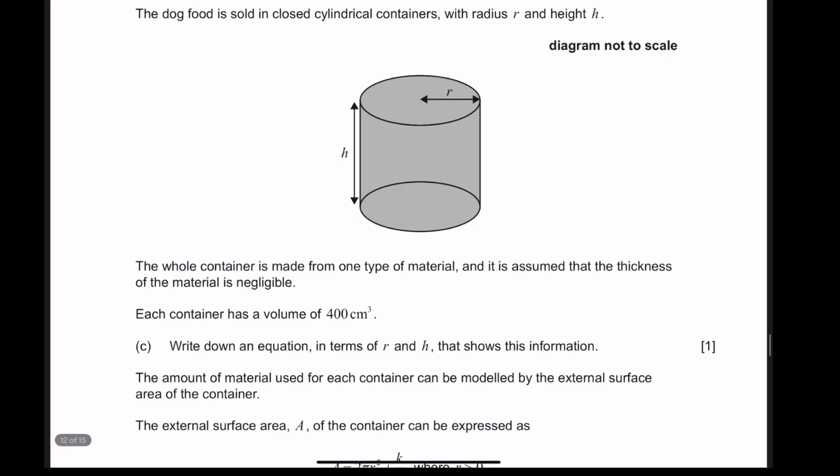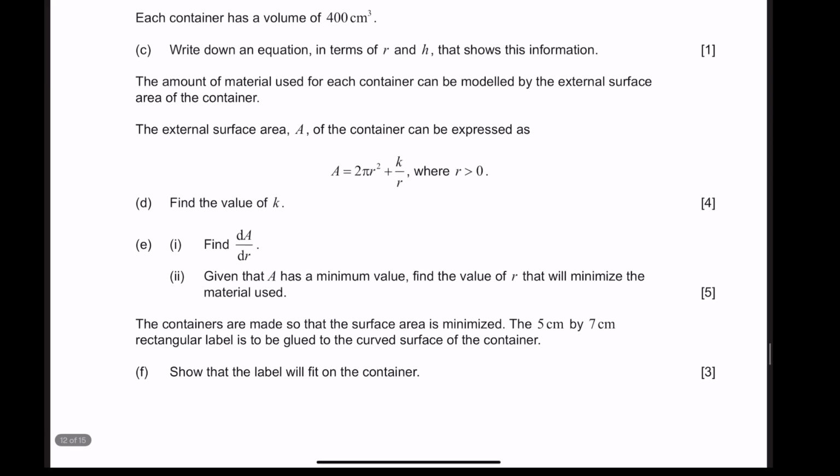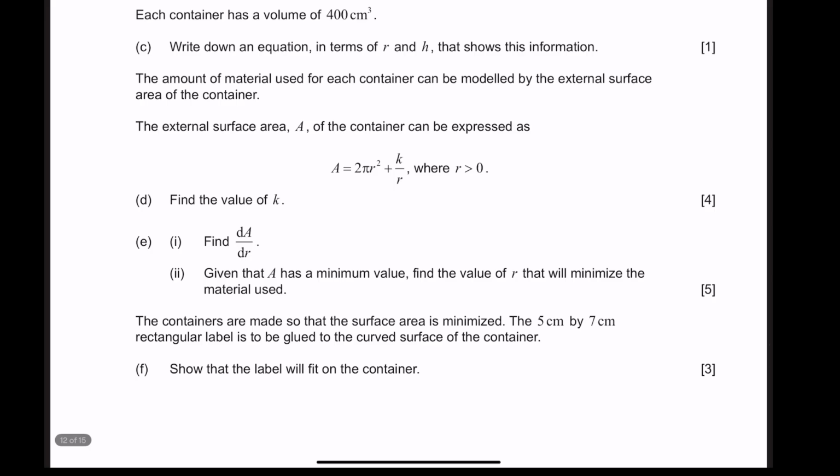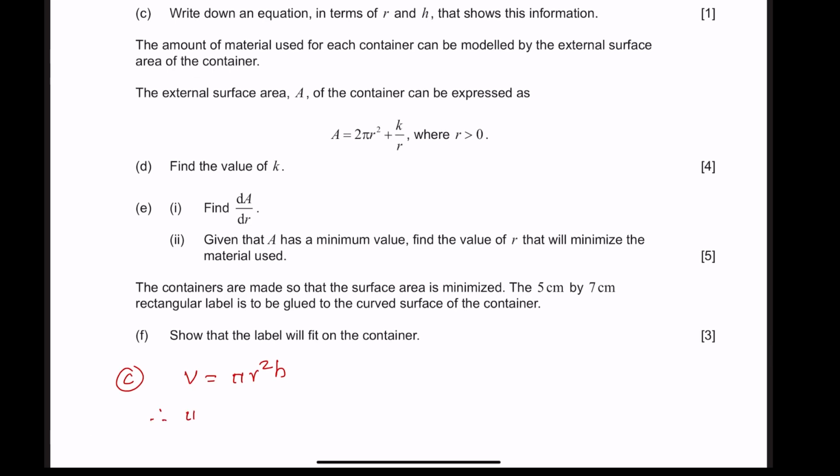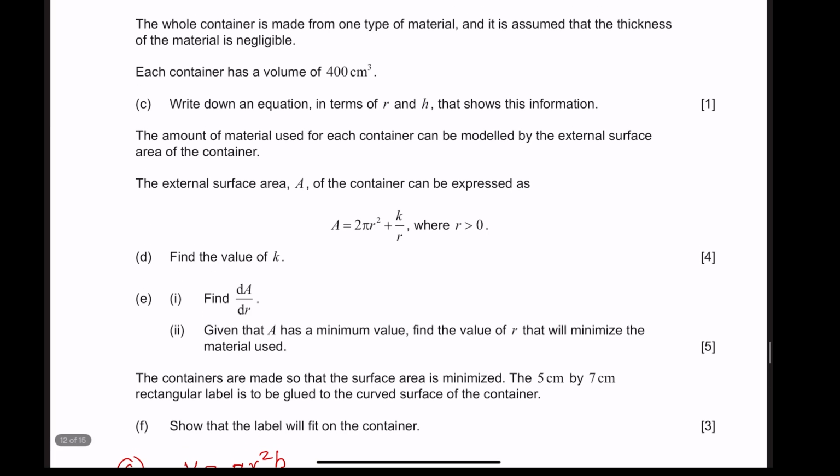Dog food is sold in closed cylindrical containers with radius r and height h. The whole container is made from one type of material, and it is assumed that the thickness of the material is negligible. Each container has a volume of 400 centimeters cubed. So we have to write down an equation in r and h that shows this information. The volume of a cylinder is pi r squared h, so it will look like pi r squared h equals 400. That's all about part C.